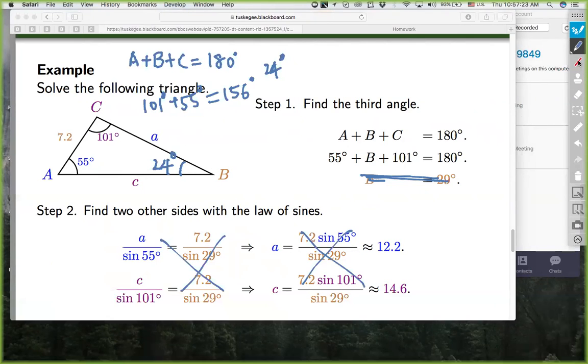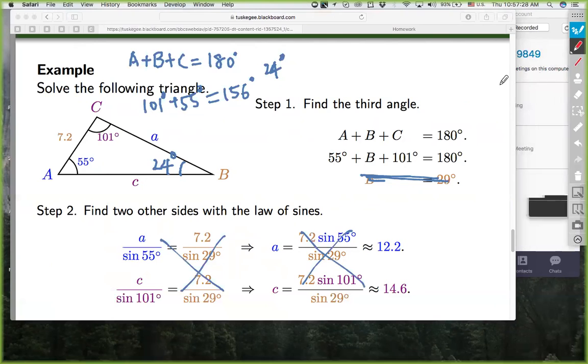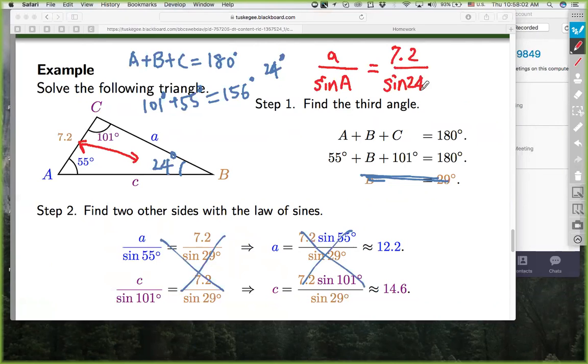So we set up a formula for a. We begin with a, make a fraction. The sine of the angle goes below. We'll compare this with another pair. And we know that this 7.2 and 24 degrees, this is a complete pair, right? Two numbers are all known. So we'll use that pair. So 7.2 is the length. It goes to the top. 24, that's the degree, the angle. The sine of that angle goes down here.